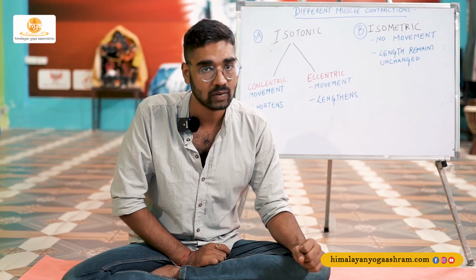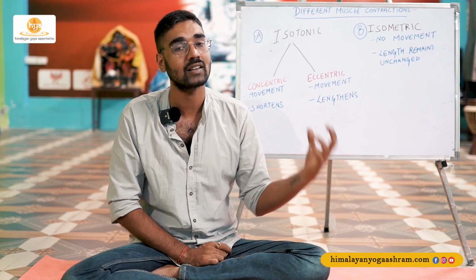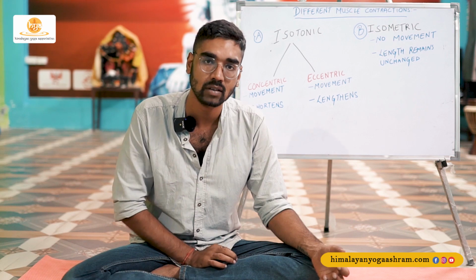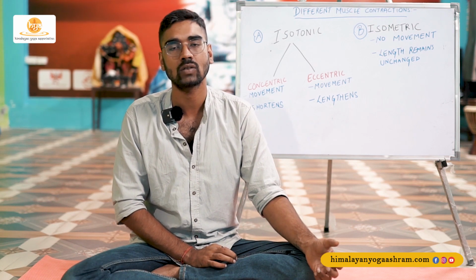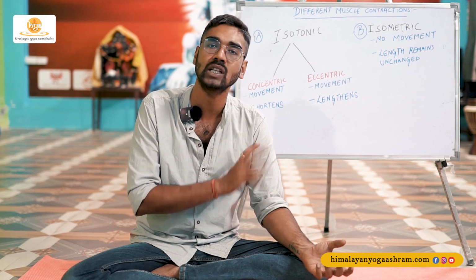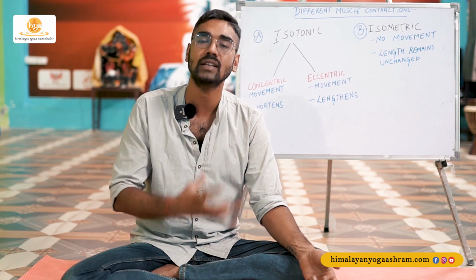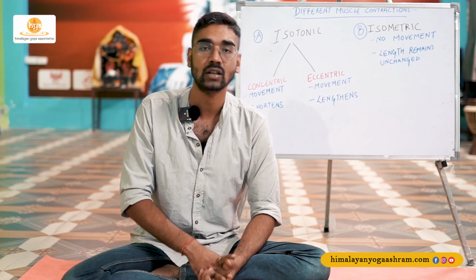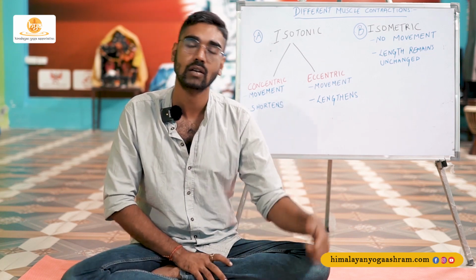Also, what you need to understand is that eccentric contraction leaves the least effect on the muscle, or we can also say that the eccentric contraction does not have much effect in building the muscle size. The opposite of that contraction is called concentric contraction.